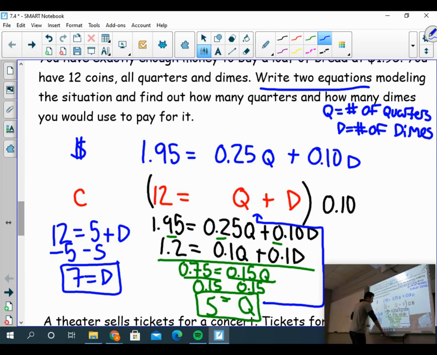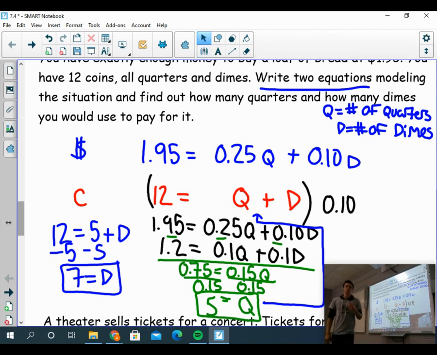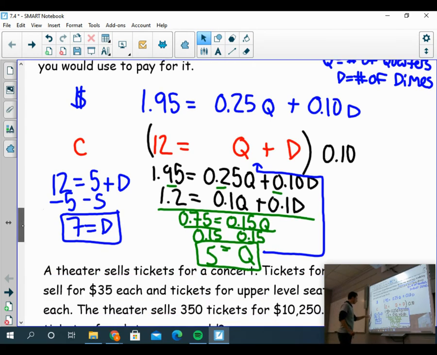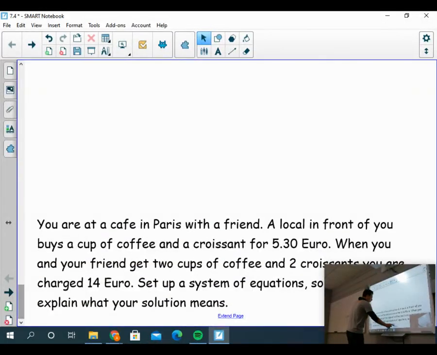Okay, if you would like to just think this through, if the equations aren't quite for you, that's okay. Just make sure you don't forget about both criteria, right? Don't come up to me and say, hey, 7 quarters and 2 dimes will work, because while that meets the $1.95 criteria, it will not meet the 12 coin criteria. So make sure you hit both. Let's look at one more example.